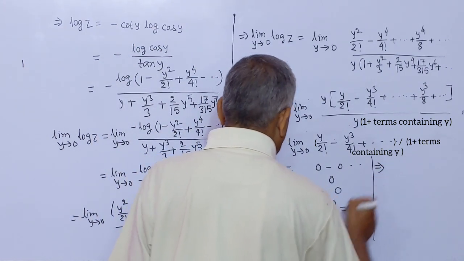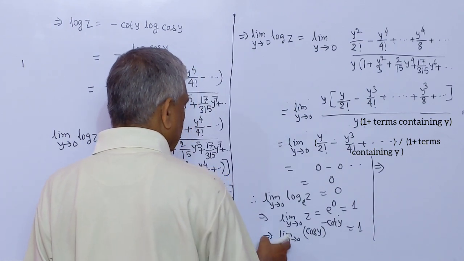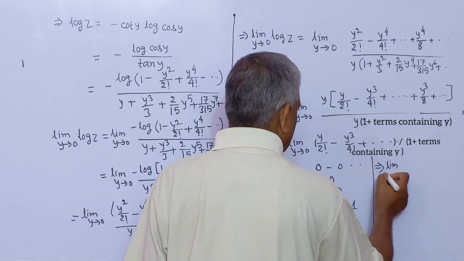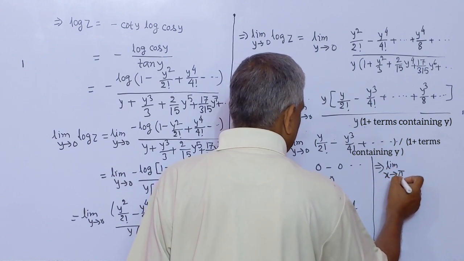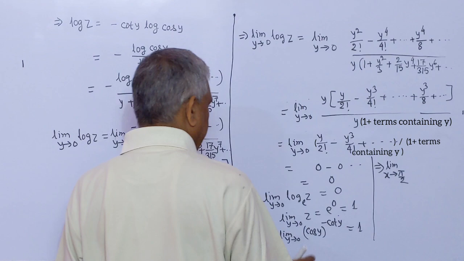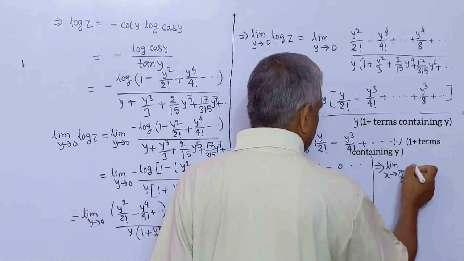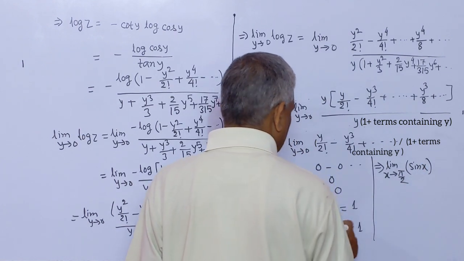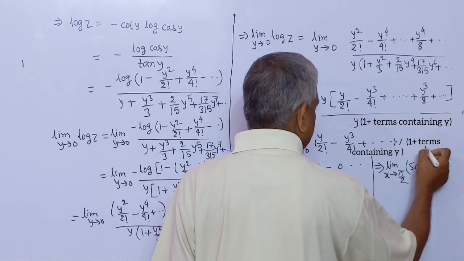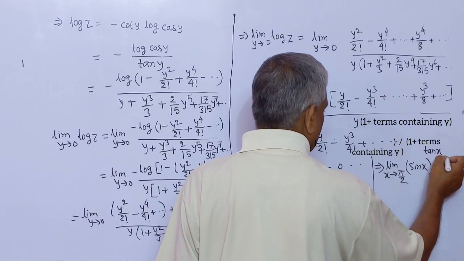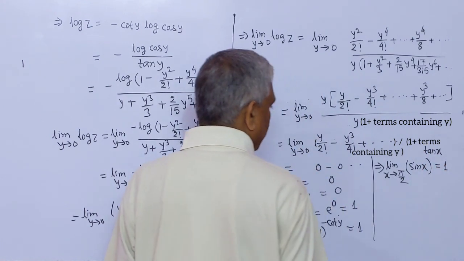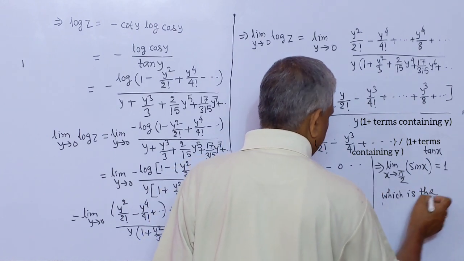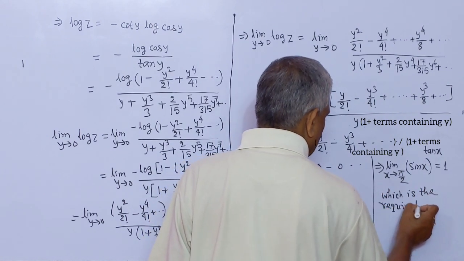This implies that, in place of y we write x: limit x tends to pi by 2, and in place of cos y we write sin x, to the power minus cot y. In place of minus cot y we write tan x, and this is 1. So our problem is solved, which is the required result.